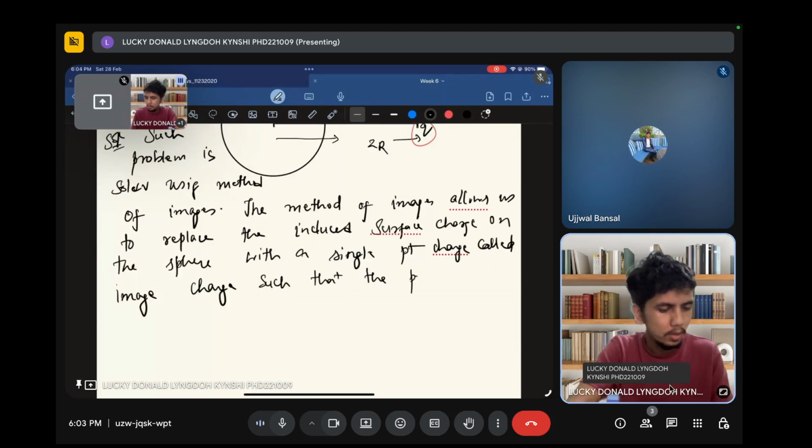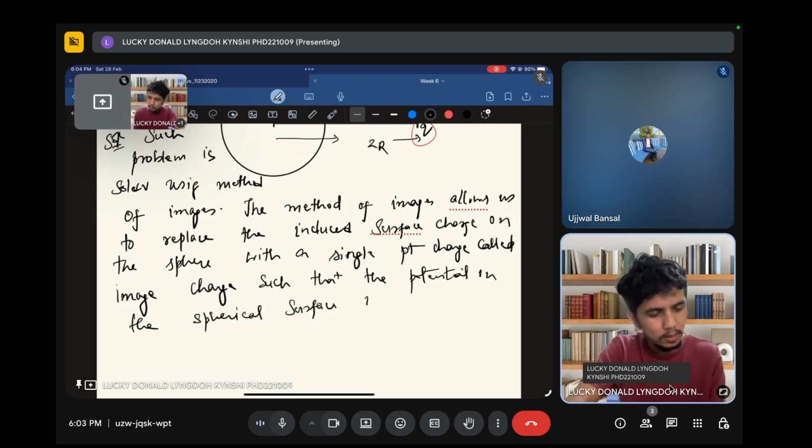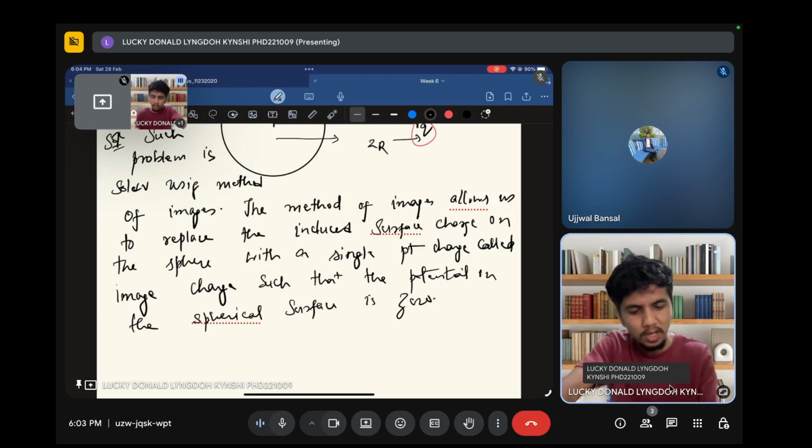the potential on the spherical surface is 0. I hope you understand what the image charge is. The image charge is a method in which you can replace the induced charges due to a point charge by simply a negative charge, another charge, such that the potential on the conducting plane or conducting sphere is equal to 0.